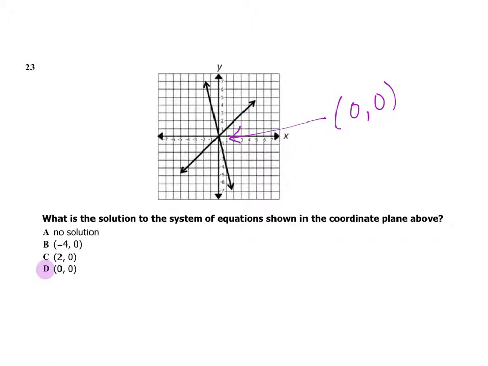Okay. What is the solution to this system of equations? So this requires us to, again, recognize what we're talking about when we talk about a system of equations. It's the 2 lines graphed at the same time, and it's asking us where exactly do they cross, and that's 0, 0. These 2 lines cross at 0, 0.